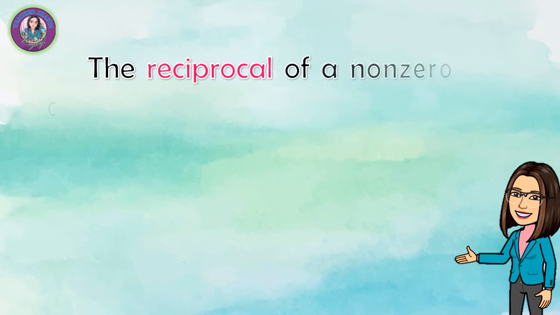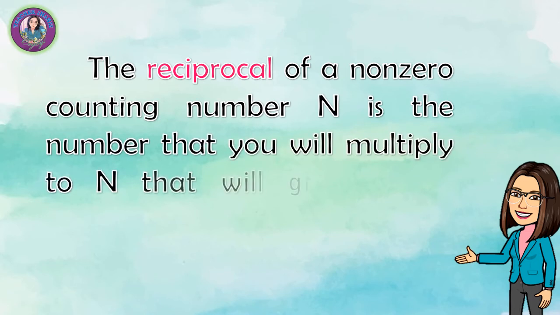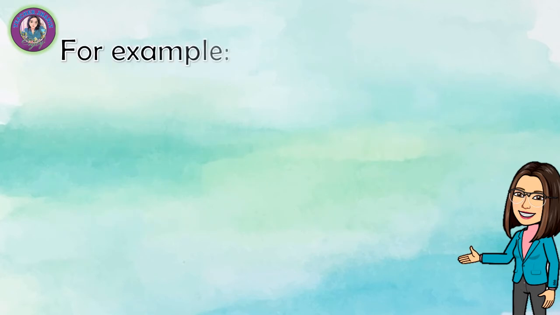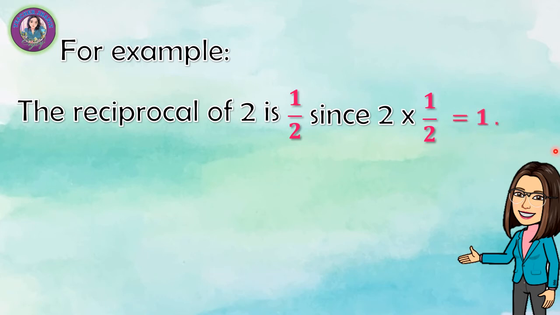The reciprocal of a non-zero counting number n is the number that you will multiply to n that will give you a product of 1. This is also equal to 1 over n. For example, the reciprocal of 2 is 1/2, since 2 times 1/2 is equal to 1.